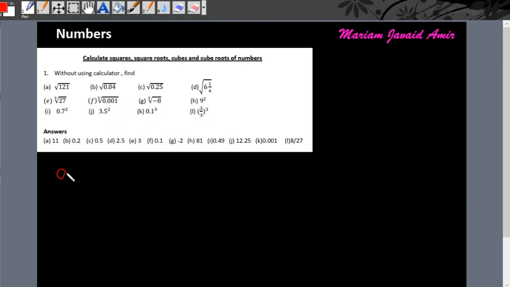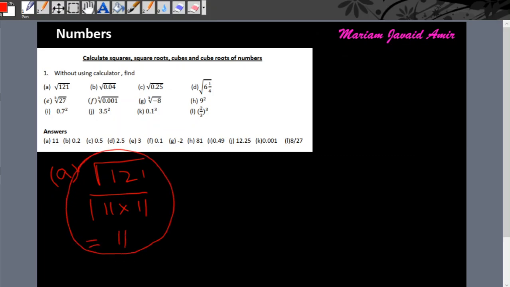So for part A, we have to find the square root of 121. You need to show that 121 is actually 11 times 11, which gives us 11. So you need to show this whole working and not just write 11. Otherwise you might not get the mark, because there's no proof that you didn't use the calculator.